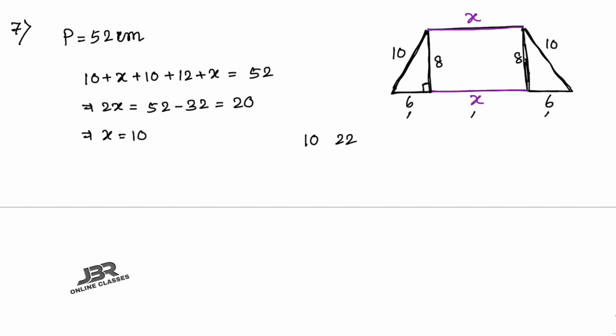Now if you want to find the area of that trapezium, your formula is half into sum of parallel sides into height. So it's 4 and here it's 32. 32 into 4, so 8 and 12. So 128 centimeter square, that is your answer.